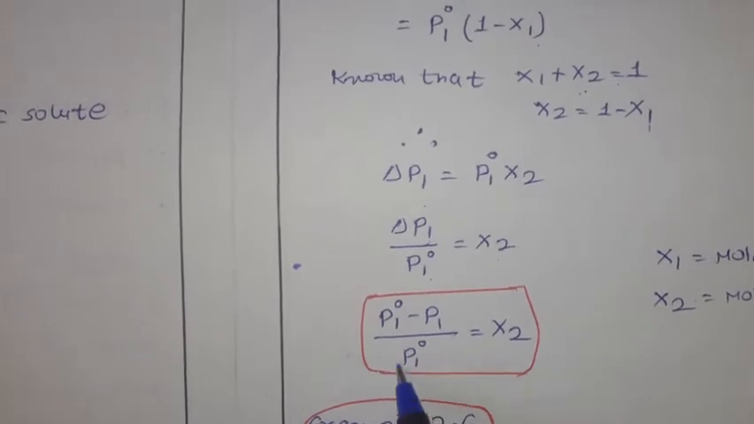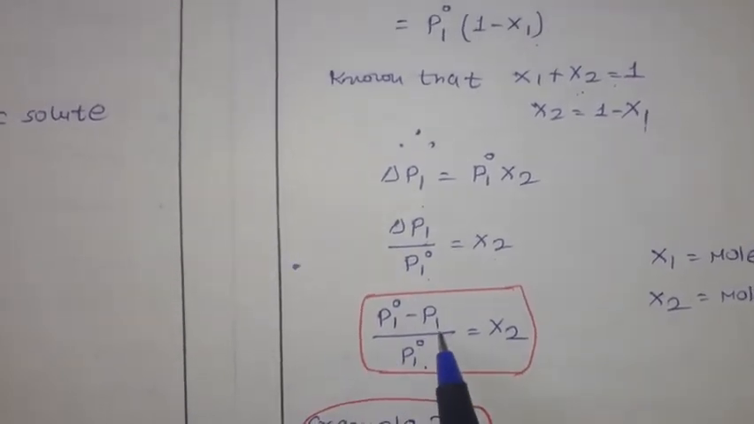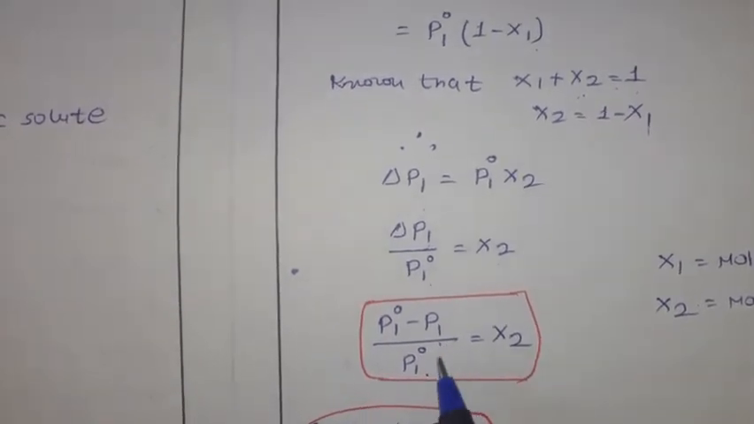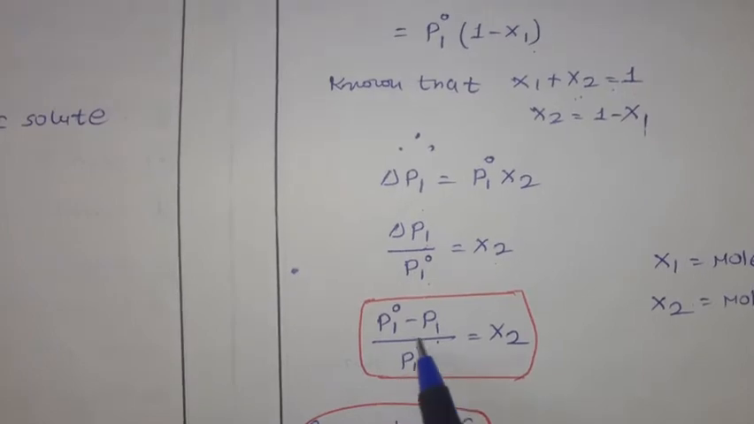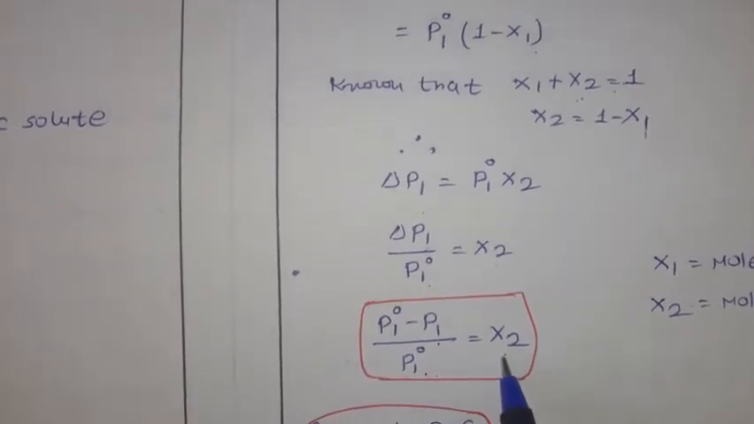When you divide with P1 naught, this is called relative lowering of vapor pressure. Only lowering of vapor pressure means what? P1 naught minus P1 is called lowering of vapor pressure. Relative lowering of vapor pressure means what? If you divide with P1 naught, that is equal to x2, it is called relative lowering of vapor pressure.